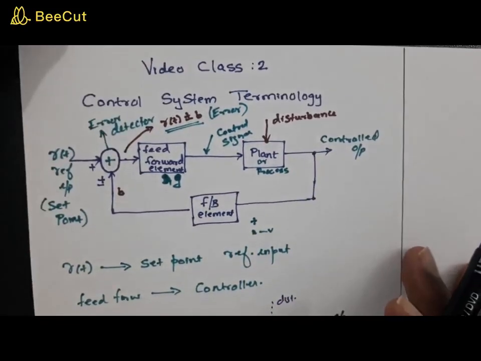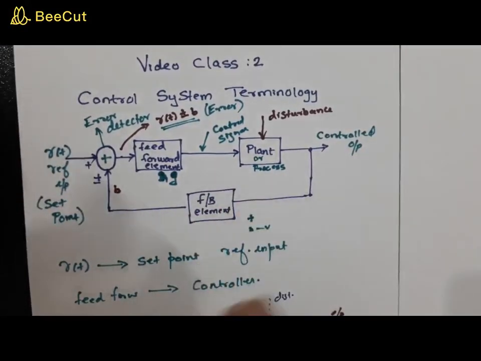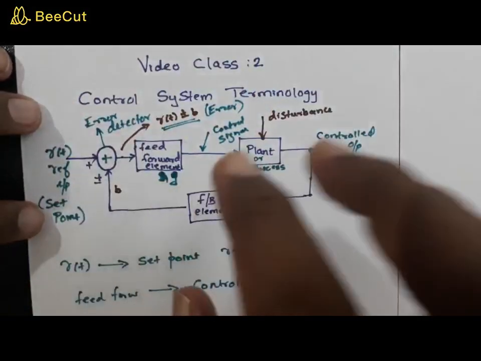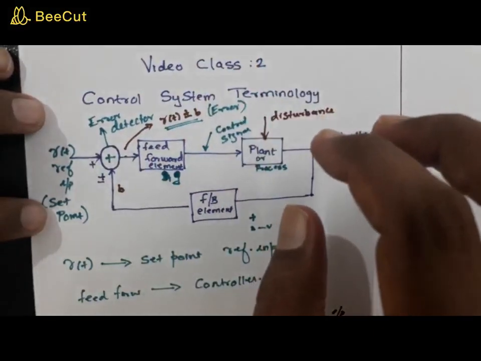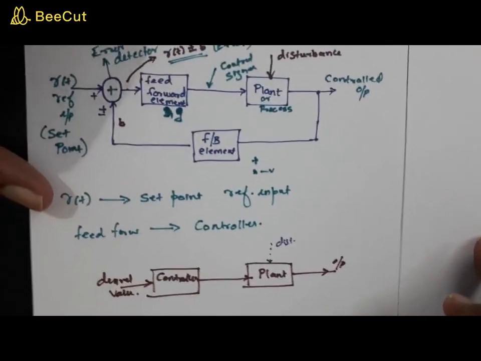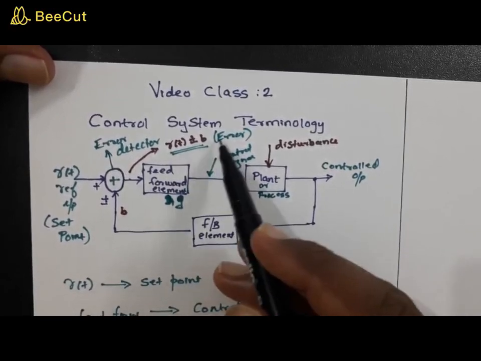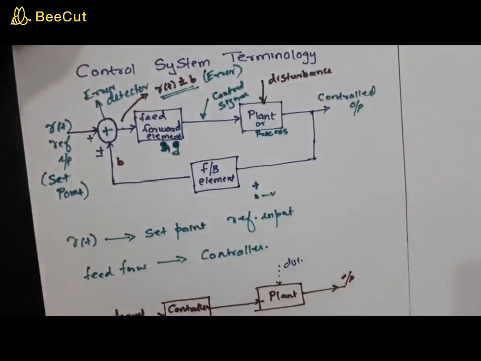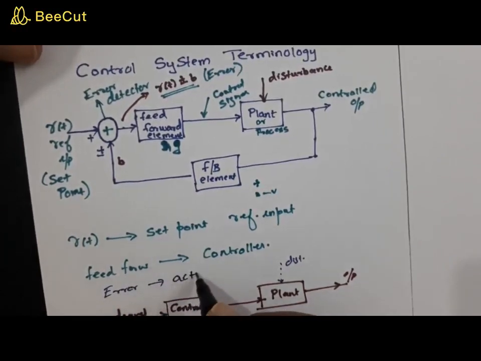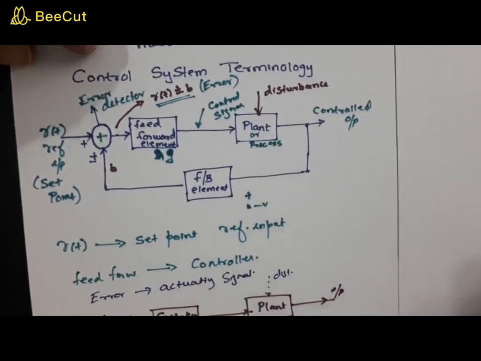But fortunately, we have a number of methods to make the system stay in control, even though there is a presence of feedback. Okay, now one more thing. This error signal is also called the actuating signal.